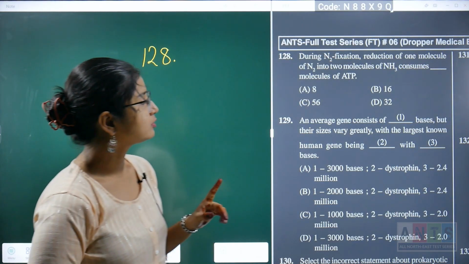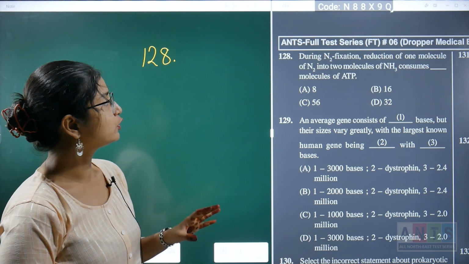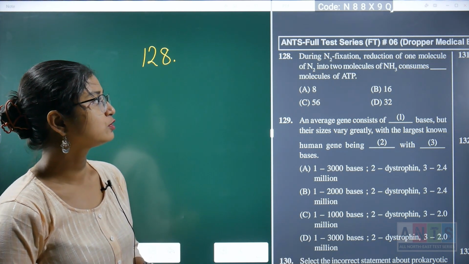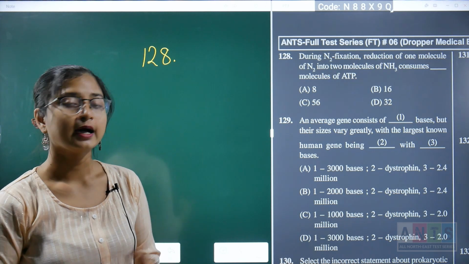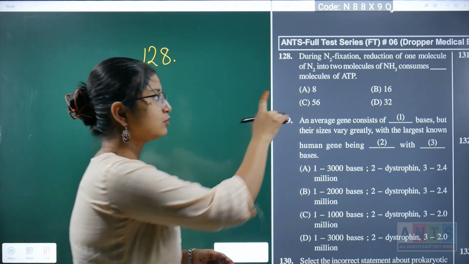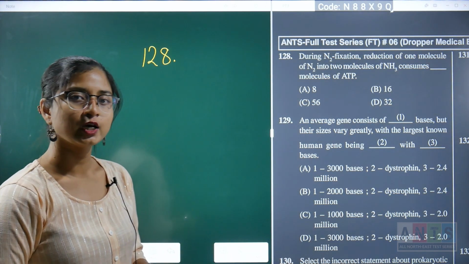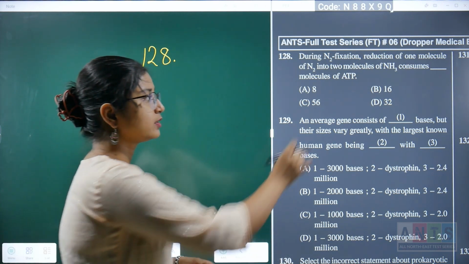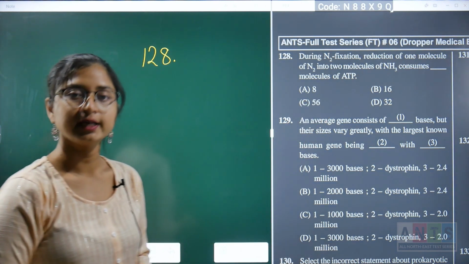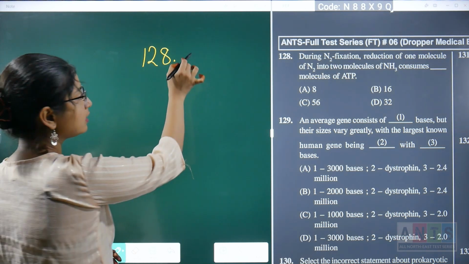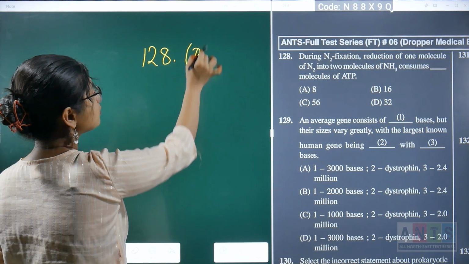Now question number 128. During nitrogen fixation, reduction of one molecule of nitrogen into two molecules of ammonia consumes how many molecules of ATP? So for two molecules of ammonia to be produced from one nitrogen, we require 16 molecules of ATP. Hence question number 128, the correct answer is option B.